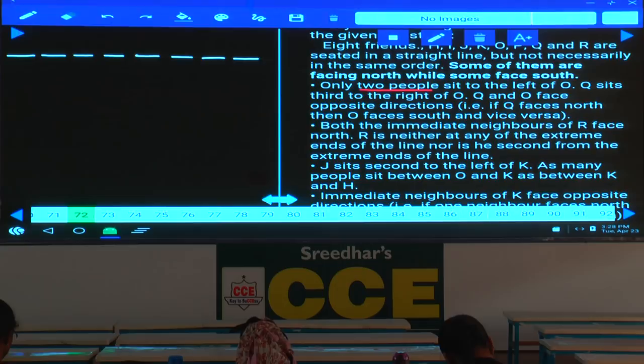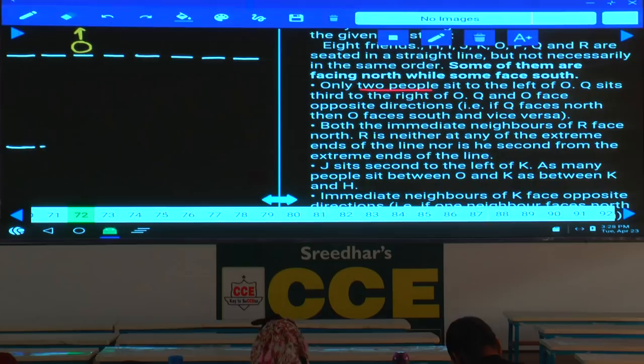If O is here, only two people sit to the left of O. That means these are the two people sit to the left of O. And in order to have these two persons to the left of O, then what is the direction of O? O must face towards north. O is facing north, then two people sit to the left of O. Then, afterwards, 1, 2, 3, 4, 5, 6, 7, 8.